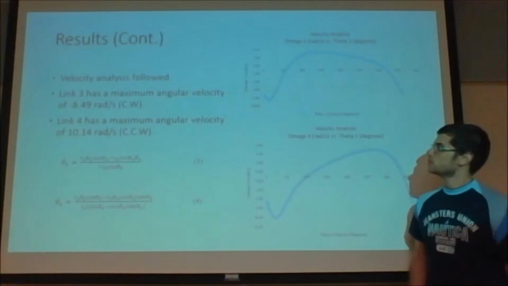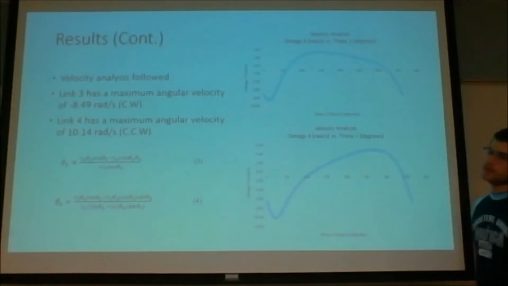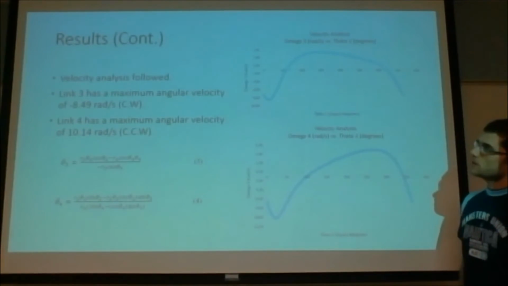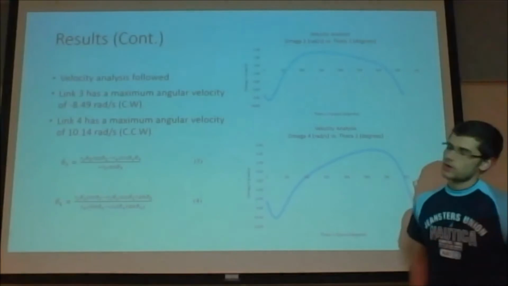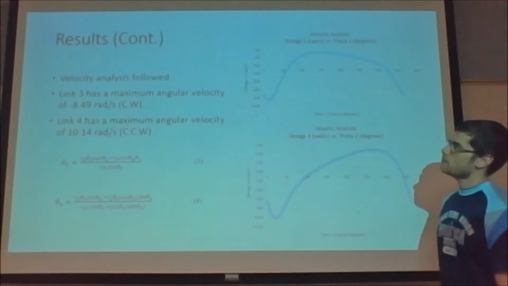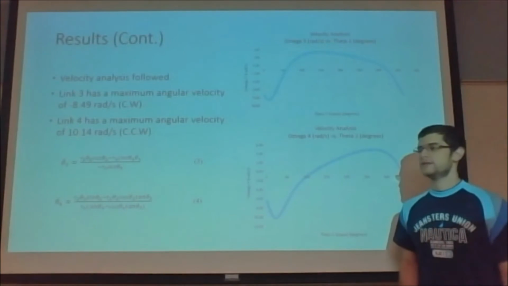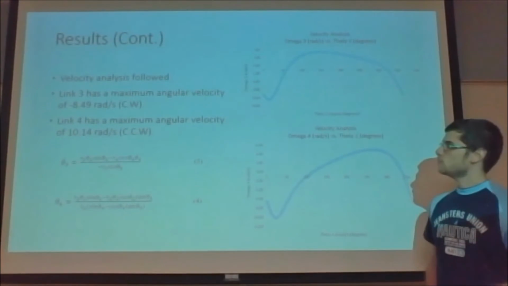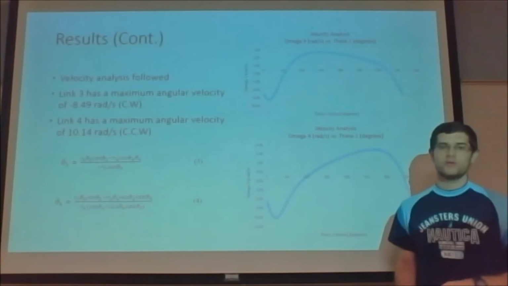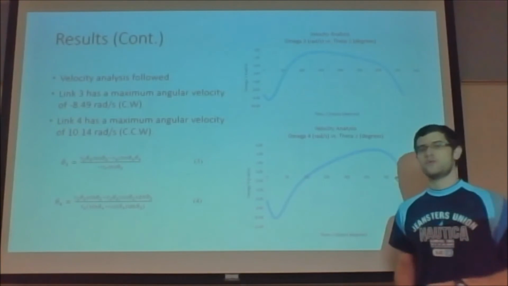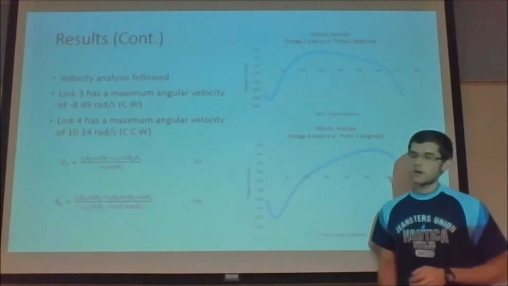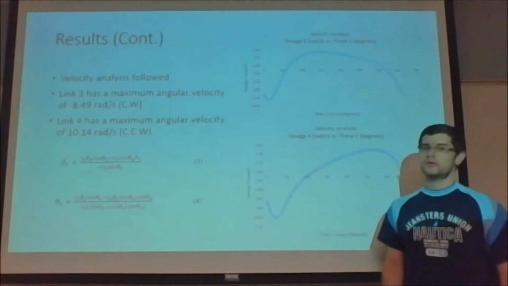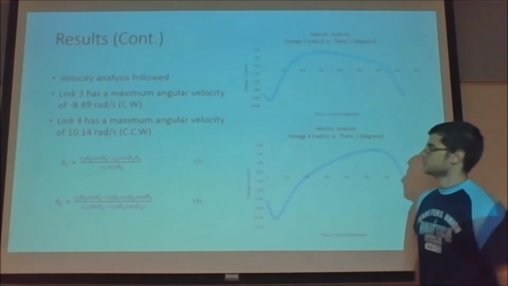So here you can see the two graphs of the angular velocity of link 3 and link 4. Link 3 had a maximum angular velocity of negative 8.49 radians per second. The negative just means that it's spinning clockwise. And link 4 has a maximum angular velocity of 10.44 radians per second in a counterclockwise direction. You can also see the formulas that were used to obtain these results.